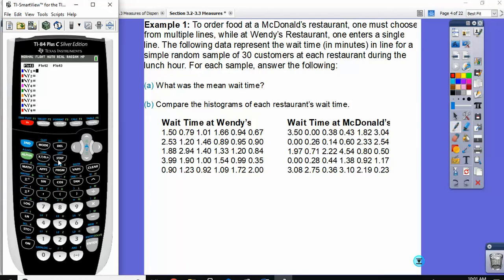Remember, first step is go to Stat, Edit. You should probably have something entered here. To get it out, you go up onto the title. So I go up to L1, hit Clear, and then Enter. So what I want you to do is put all of your wait times at Wendy's in L1 and your McDonald's times in L2.